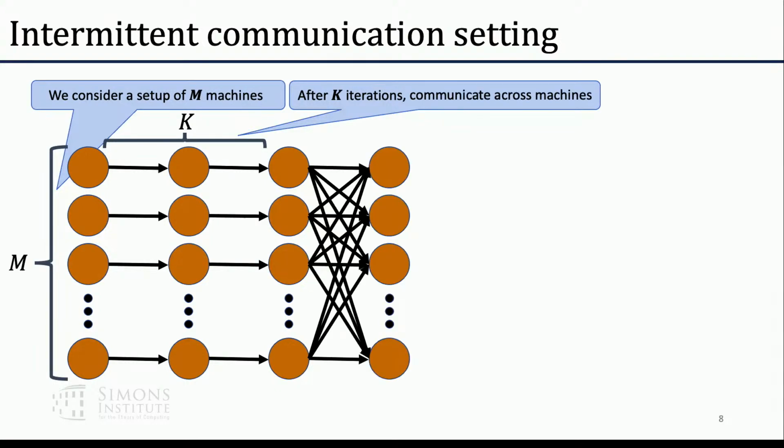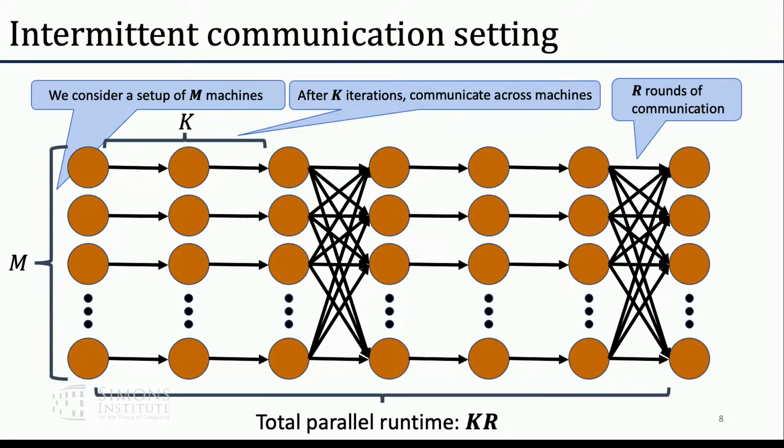And after these k iterations, we will communicate, right? The communication will take place. The machines will update their information based on information gained from others. And this process repeats for some R rounds of communication. This results in some k times R total parallel runtime, right? So the total number of operations taking place for any given machine is something like k times R, and of course that itself is taking place over M machines in parallel.